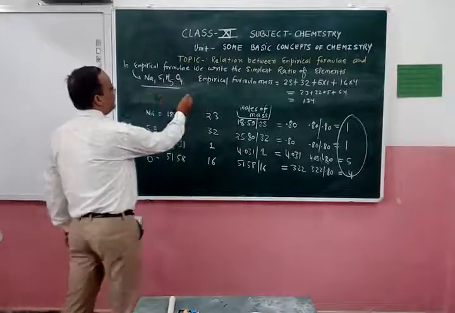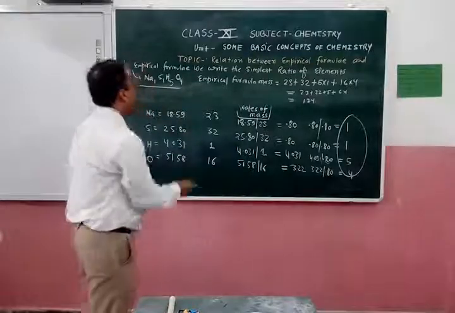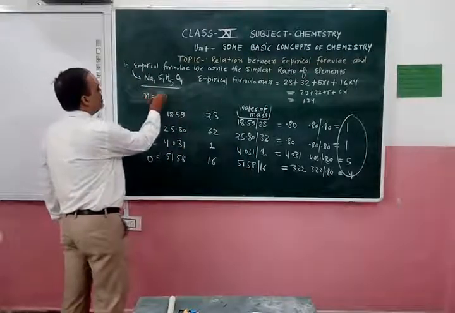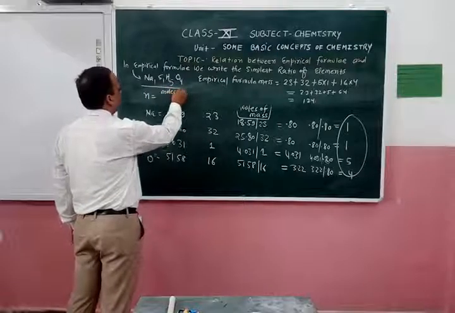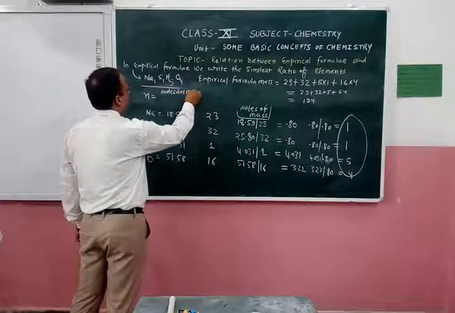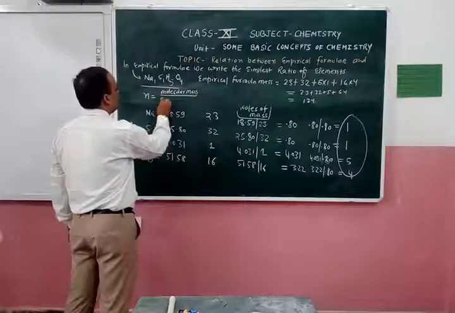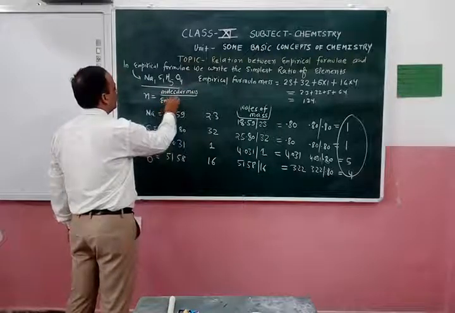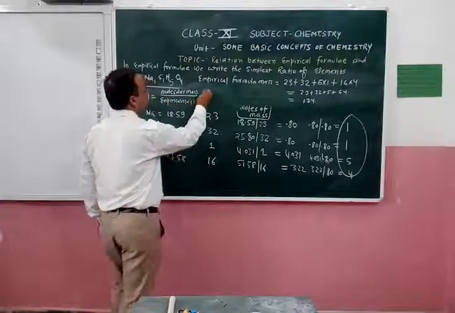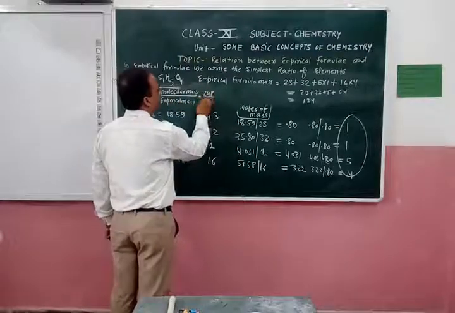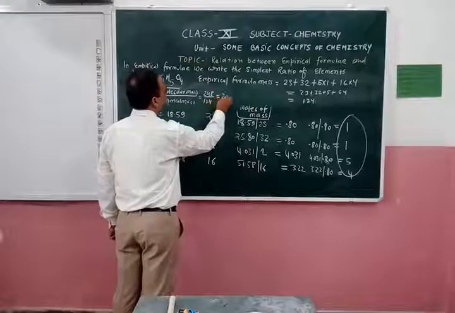So we get the value of n. n equals molecular mass by empirical mass, and the value is 248 divided by 124, that is 2.